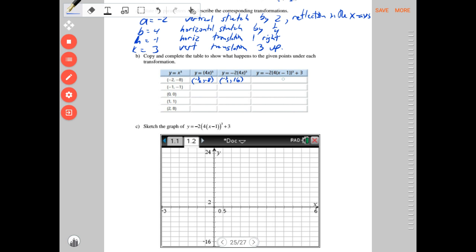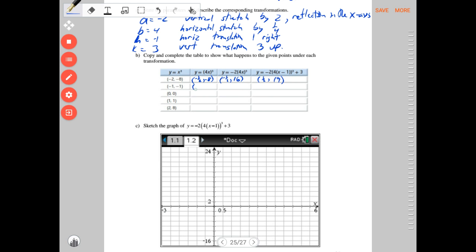And then, of course, the last bit, we are going to go 1 to the right and 3 up. So 1 to the right on this guy would be -1/2 plus 1, so that's +1/2, and plus 3 would be 19. So that's the coordinate there. So -1, 1, we follow the same procedure. So that's going to be -1/4, and -1.